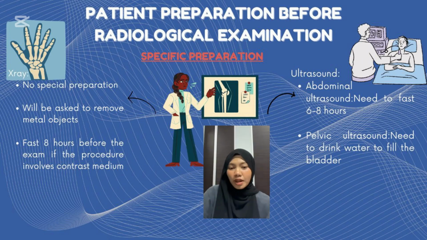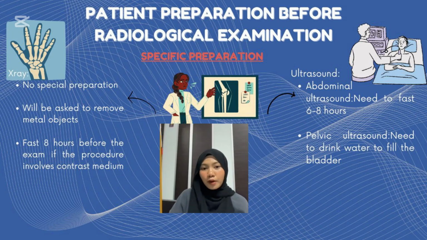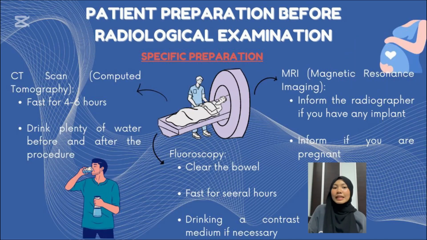Next is ultrasound. First, abdominal ultrasound. Patients need to fast 6 to 8 hours before the exam to ensure the stomach and intestines are empty for a clearer image of abdominal organs. Second is pelvic ultrasound. Patients may need to drink water before the exam to fill the bladder for better visualization of the pelvic organs. Third is CT scan, which is computed tomography.